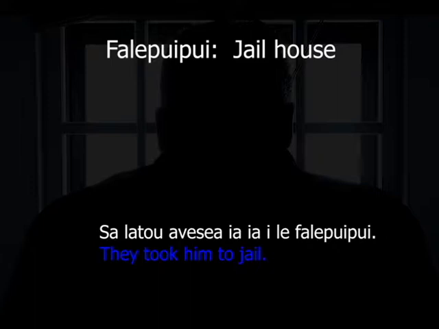Falepuipui, jail. Sa lako avesea yaie ile Falepuipui. They took him to jail.